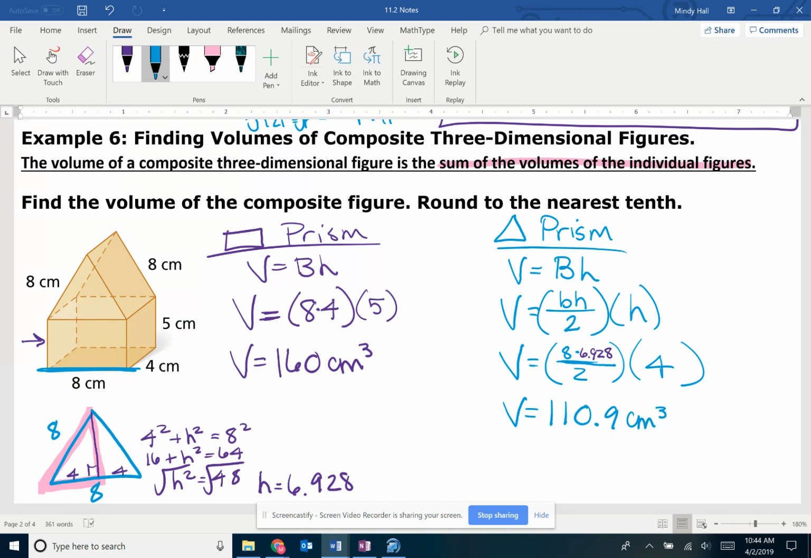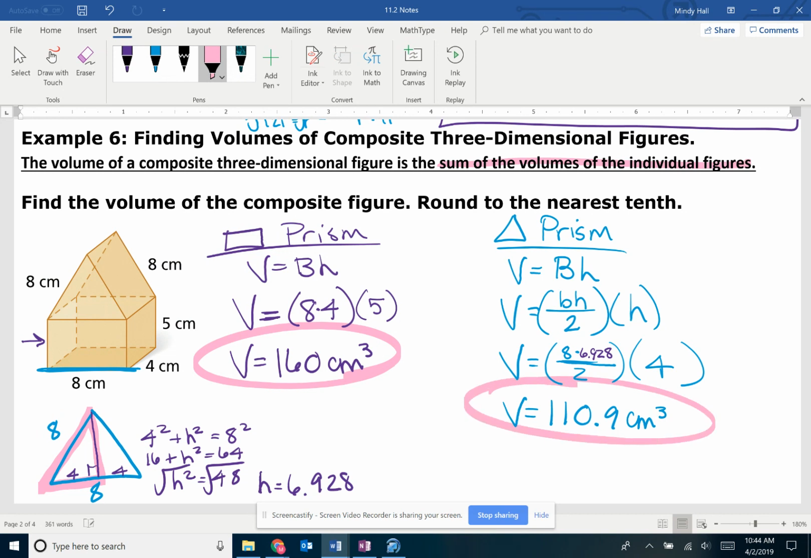Then, because this is a composite shape made of these two shapes together, we are going to add 160 and 110.9. So the volume of this composite shape is 270.9 centimeters cubed.